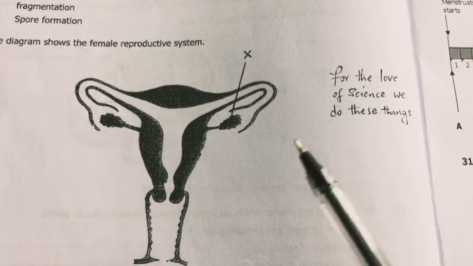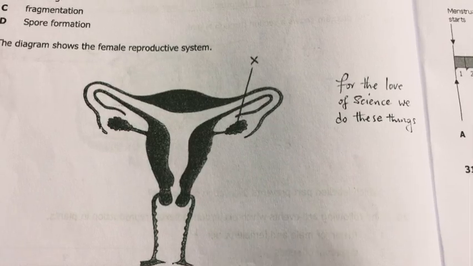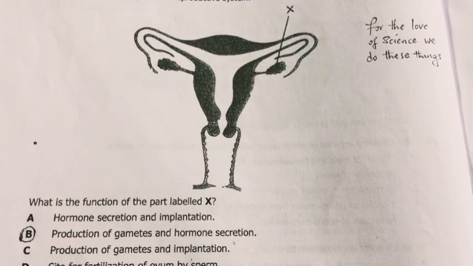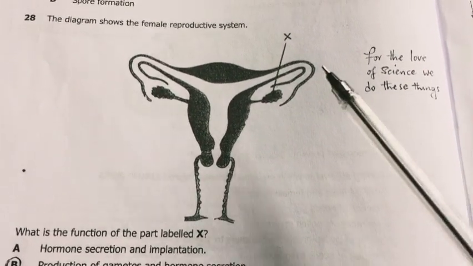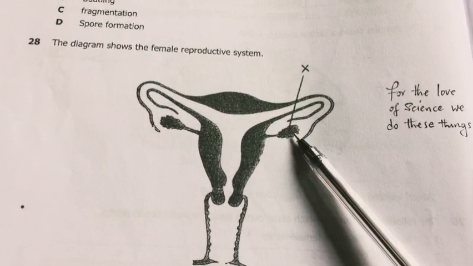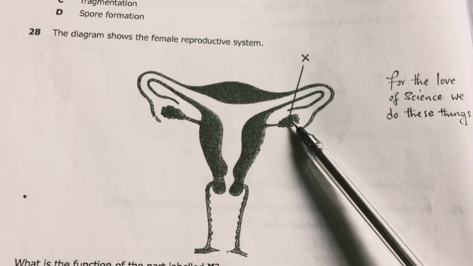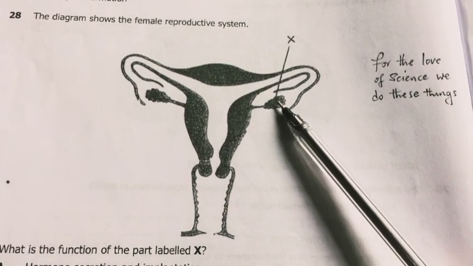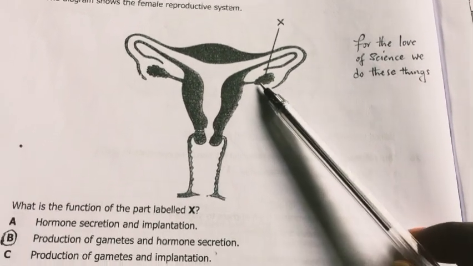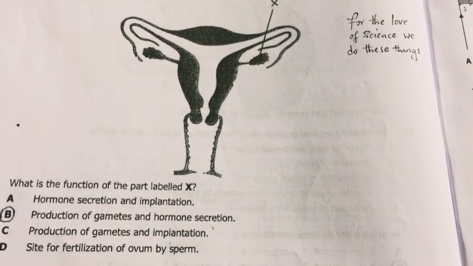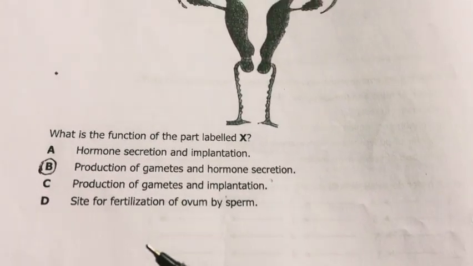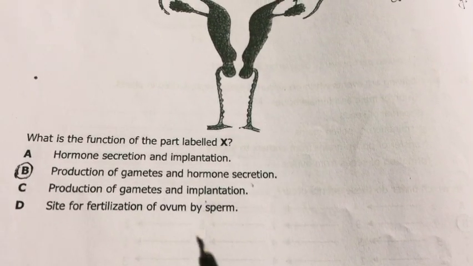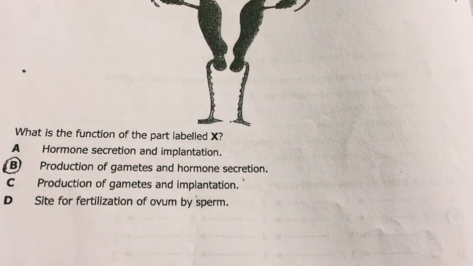Number 28, the following diagram shows the female reproductive system, with the label X. What is the function of the part labeled X? That's the ovary. It is the site where eggs are manufactured and released, and it also produces the hormones progesterone and estrogen. Among the answers here, the best answer is production of gametes and hormone secretion. Gametes are simply sex cells.